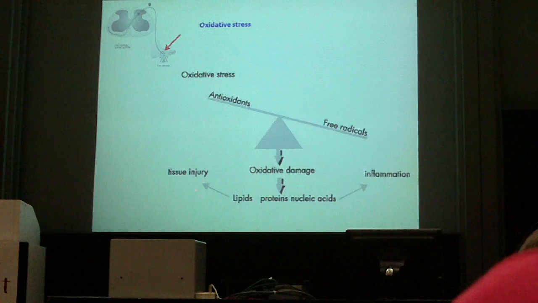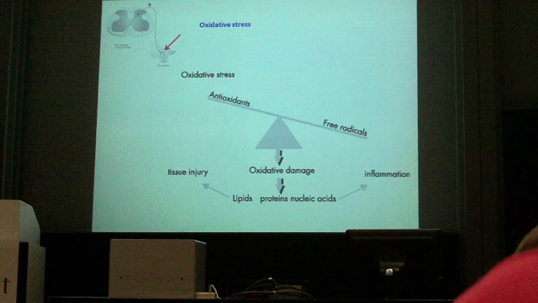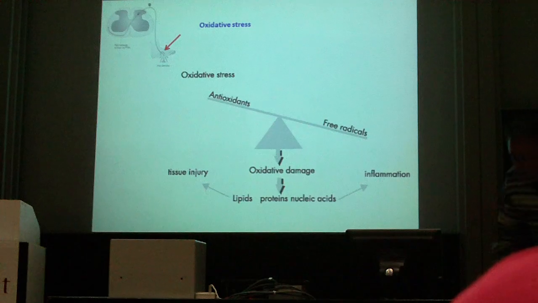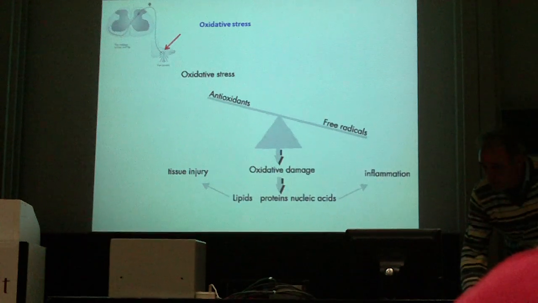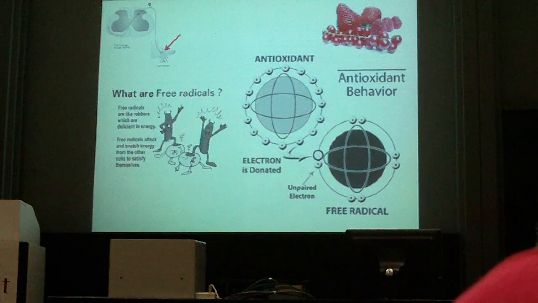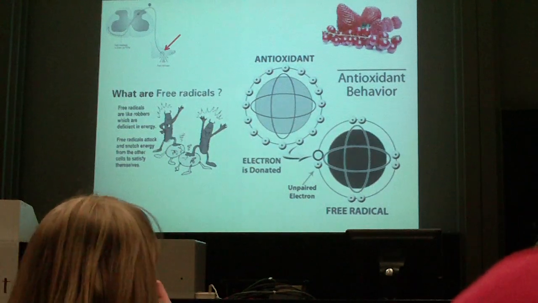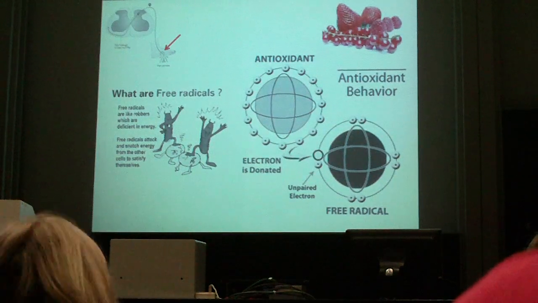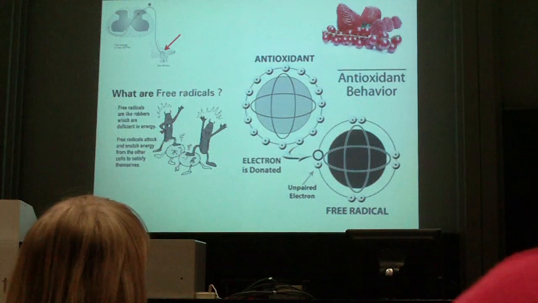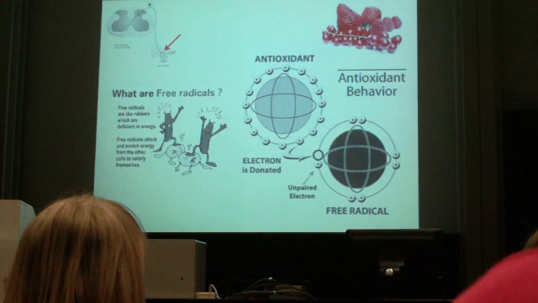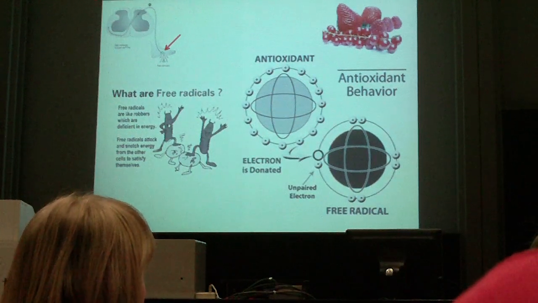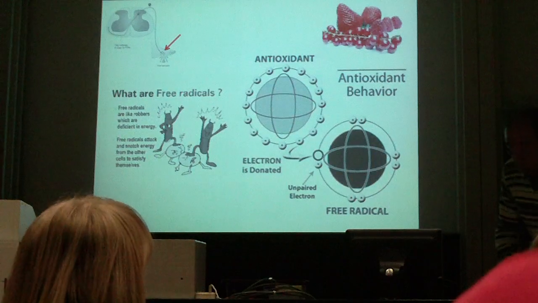These radicals can damage proteins, and that in itself induces inflammation as well as tissue injury, and then you see the whole cascade with the prostaglandins, as I showed you in the previous slide. So what are these free radicals? This is a nice cartoon. They are like robots, which are deficient in energy, and they attack the other molecules and snatch their energy. And here you see an example of vitamin E rich food which has an antioxidant behavior.